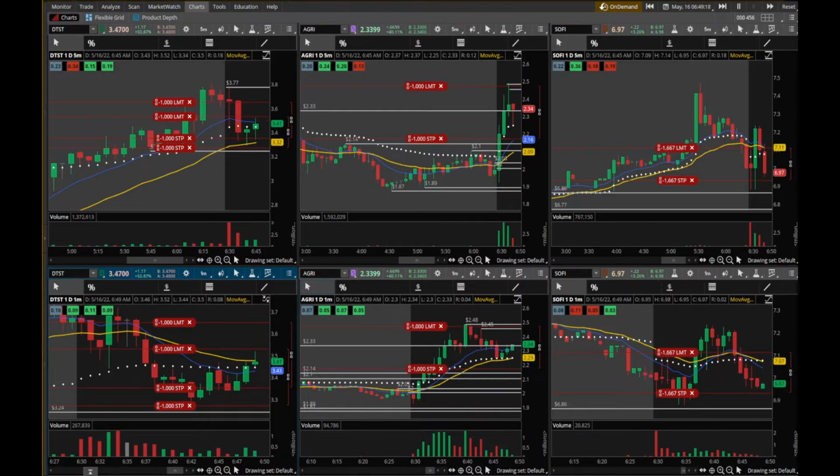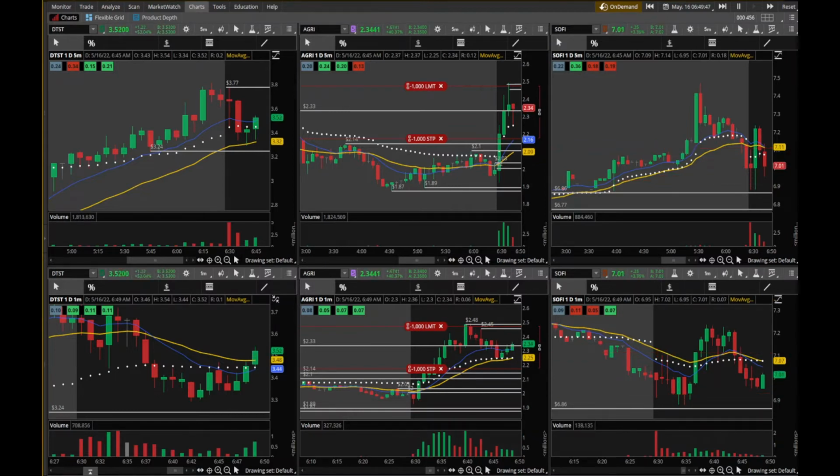Let's see some strength on that. Can it hold? There we go. 3.50 level. And I'm going to go ahead and get out completely on that. I'm getting out on Sophie. And I was holding Agri, and I'm out on that one now too.